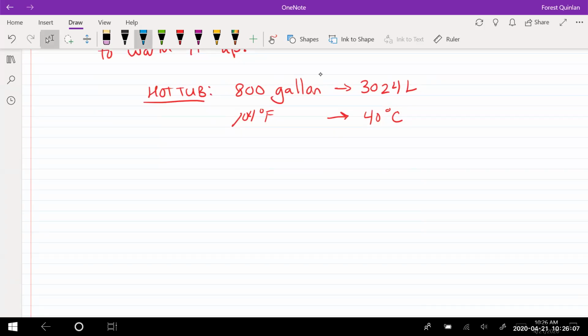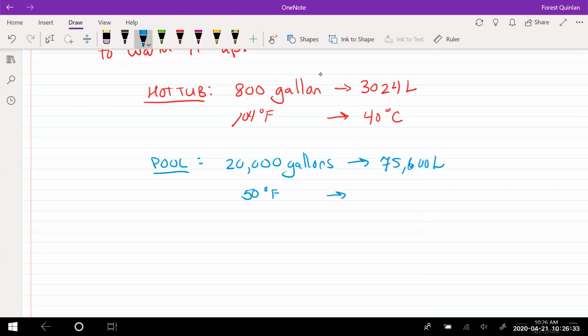Now the pool, since the pool is cool, I'll do it in blue. The pool, let's say it's 20,000 gallons, which is 75,600 liters. Man, that's a lot of water. And it's a very cool spring day. That water is only 50 degrees, which is 10 Celsius.